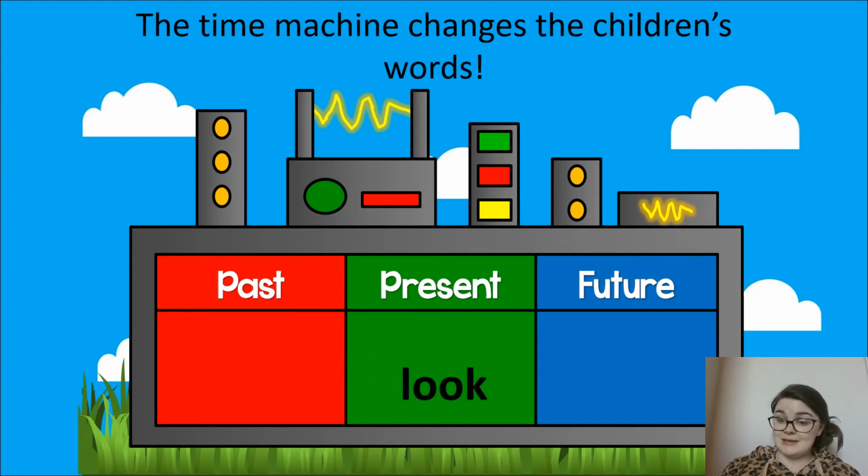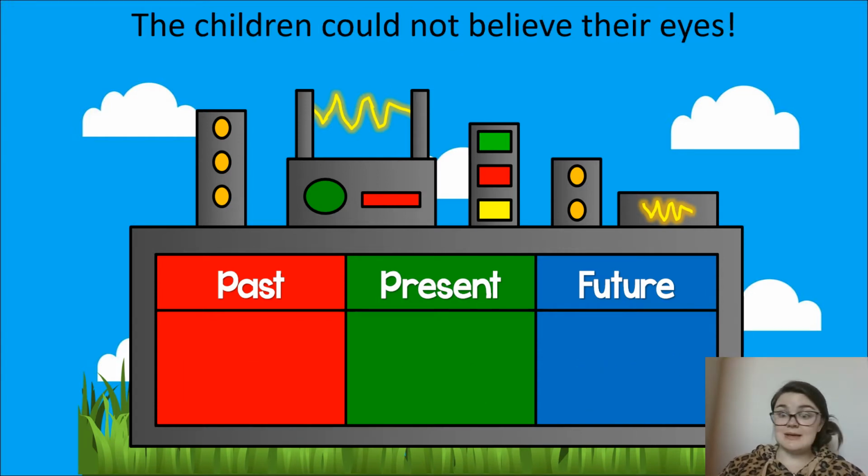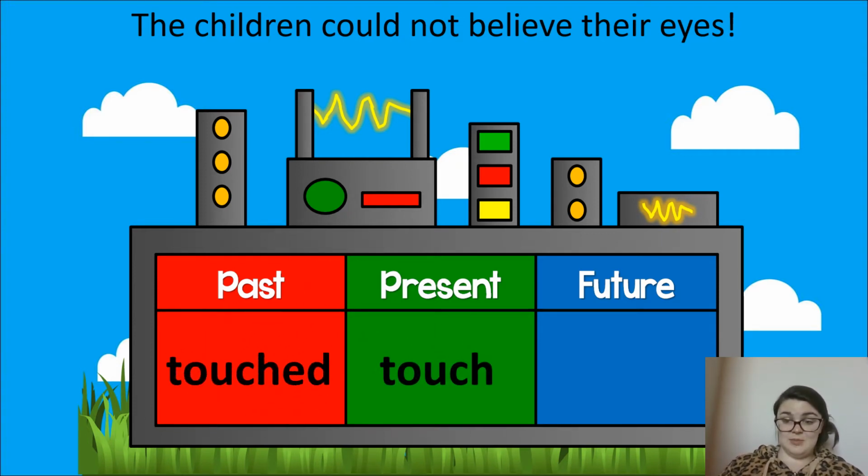In the present tense, the word is look. But when the time machine changes it to the past, the word becomes looked. And when the time machine changes it to the future, the word becomes will look. The children could not believe their eyes. Touch became touched in the past tense, and will touch in the future tense.